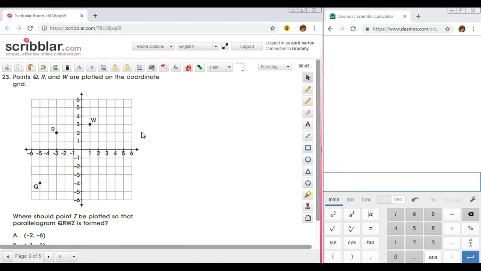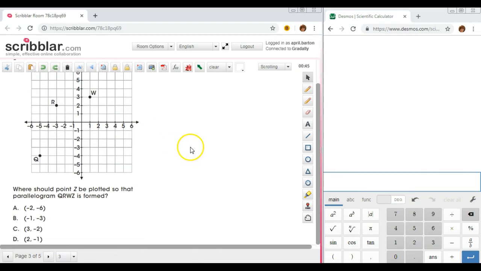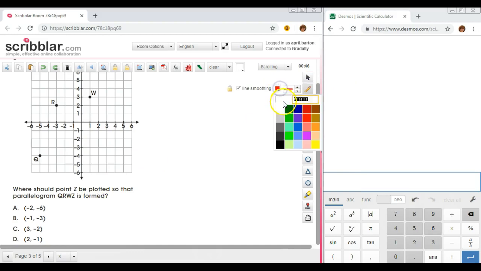Question 23. Points Q, R, and W are plotted on the coordinate grid. Where should point Z be plotted so that parallelogram QRWZ is formed? So a parallelogram is kind of like a tilted rectangle.